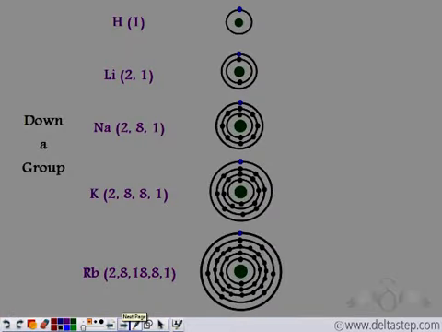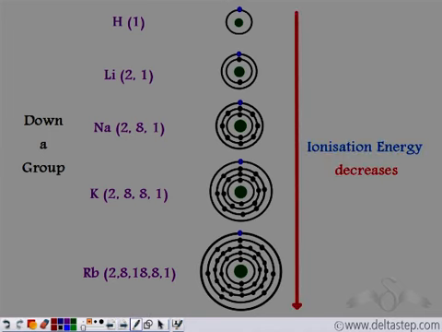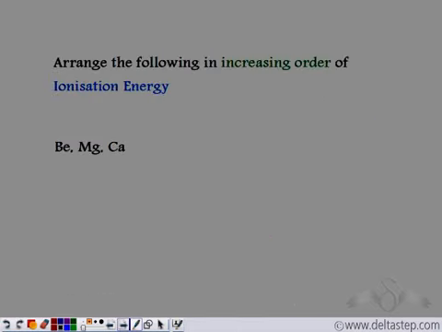So we just saw that when we move from top to bottom in a group, the ionization energy decreases. This is because the distance between the nucleus and the outermost shell increases. Lesser energy is required to remove this electron from the atom, and so the ionization energy decreases. So to answer our question, we know that these lie in a particular group. So from top to bottom, we know ionization energy decreases.